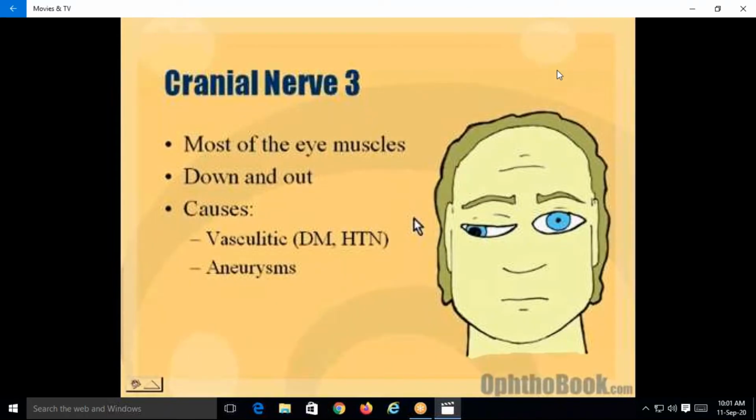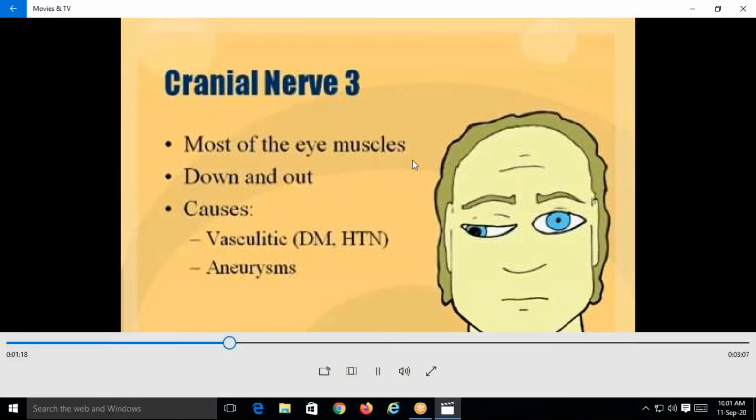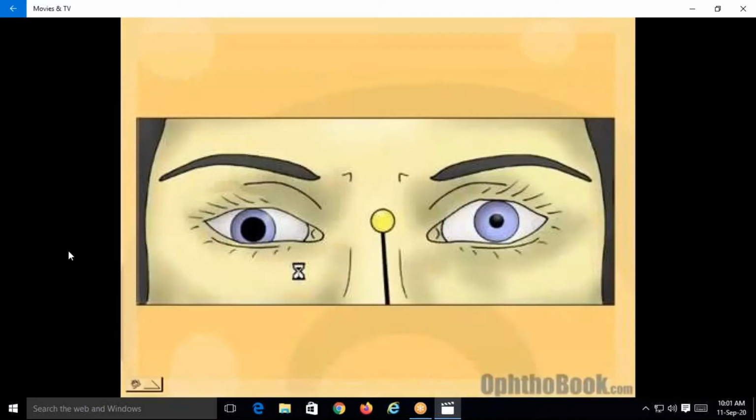So what causes a cranial nerve 3 palsy? Probably the biggest cause of all the palsies is some vasculitic process, either from diabetes or hypertension. Basically, you have a mini stroke of one of these cranial nerves, and the nerve goes out. For cranial nerve 3, you also need to think about aneurysm, and I'll talk about that pretty soon.